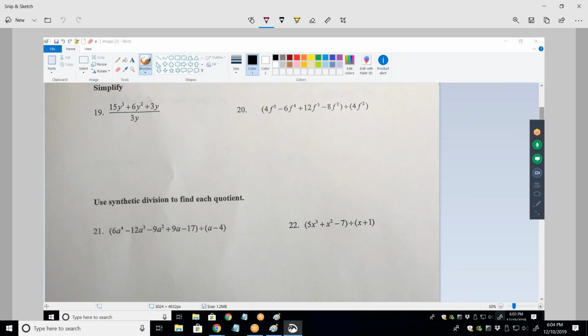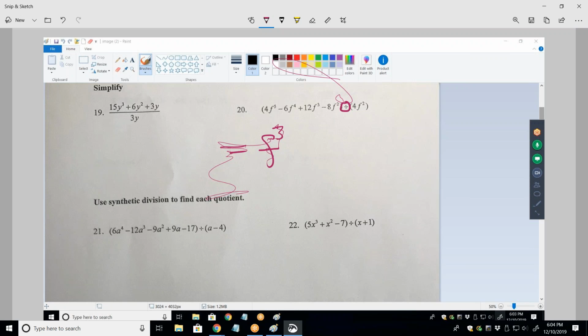Number 20. See that division sign right there? Mm-hmm. So write this the same way you would write 19. Everything is being divided by 4f squared. Got it? Mm-hmm. What's the first thing? What's 4f to the fifth divided by 4f squared? 1f cubed. And I don't write the 1. Don't need the 1. Okay?